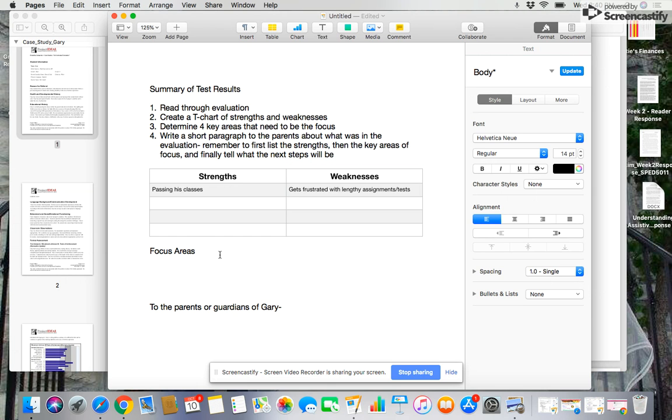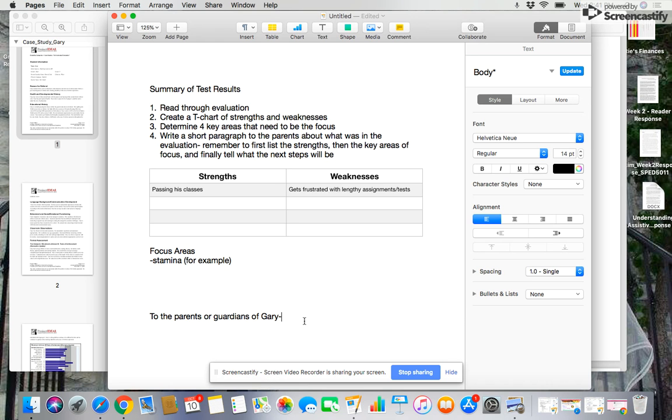Then you're going to determine, are there any areas that overlap? Looking at the weaknesses, any of the weakness areas that overlap. For example, if you have many different areas where he's talking about his stamina and being able to get through an assignment or a test and getting frustrated, that might be a focus area. So I will put in there, for example, stamina.